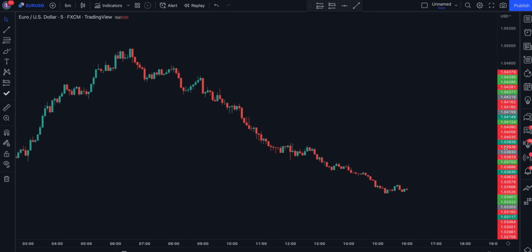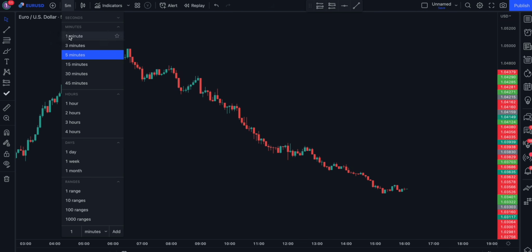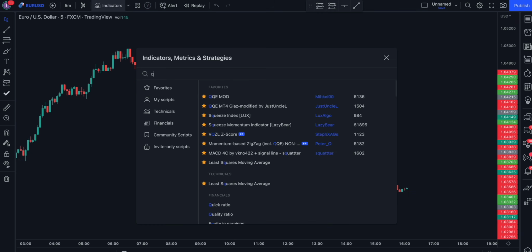Okay, so first of all, let's open TradingView.com and set the time frame to 5 minutes. This strategy can be used on all time frames, including a daily chart. The next step will be to click on an indicators window. Now we're gonna need to add 3 indicators to the chart.